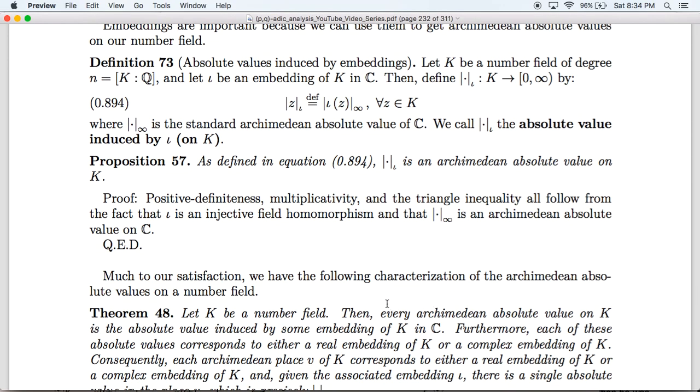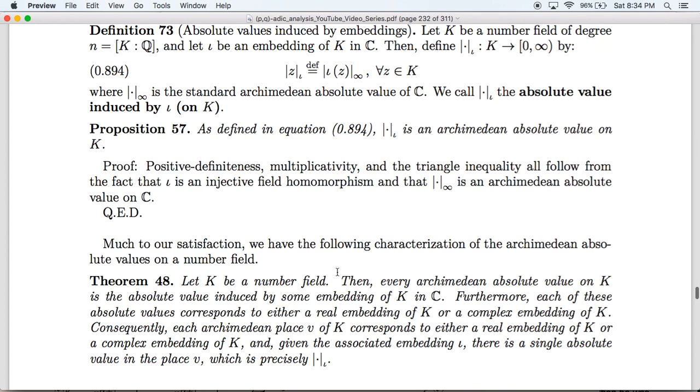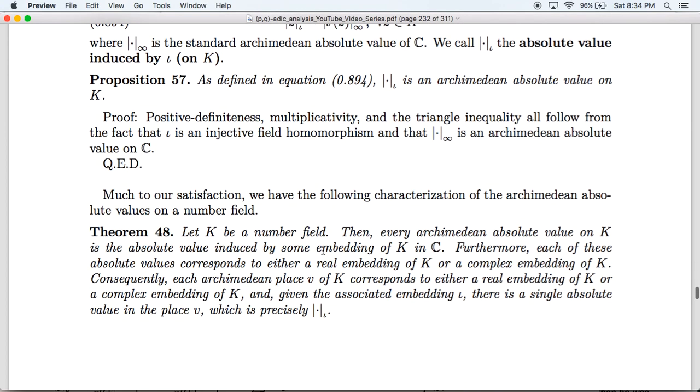Much to our satisfaction, we then have the following characterization of all of the Archimedean absolute values on a number field. Every Archimedean absolute value is the absolute value induced by some embedding. Furthermore, each of these absolute values corresponds to either a real embedding or a complex embedding. Consequently, each Archimedean place v of K corresponds to either a real embedding of K or a complex embedding of K, and given the associated embedding iota, there is a single absolute value in that place v, and that's precisely the one that we denote by the absolute value iota.